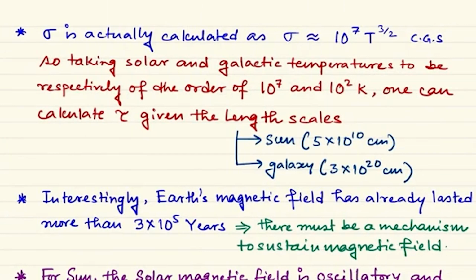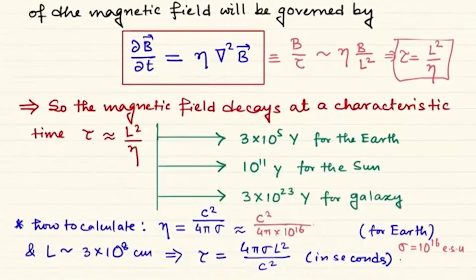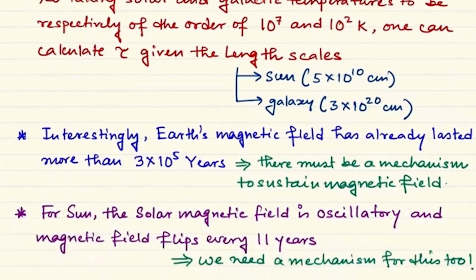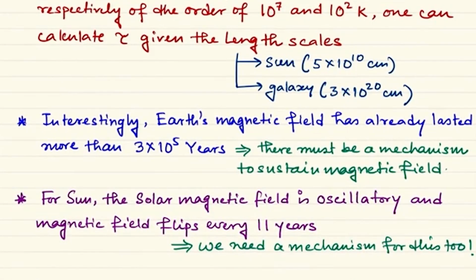Just for information, when you try to calculate tau for sun and galaxy, just take their corresponding length scales as 5 into 10 to the power 10 centimeter for the sun, and for the galaxy 3 into 10 to the power 20 centimeter. Okay, and then this is a small home task for you to calculate the tau for sun and the galaxy, and to check whether we agree or not. Of course, that should be in agreement.